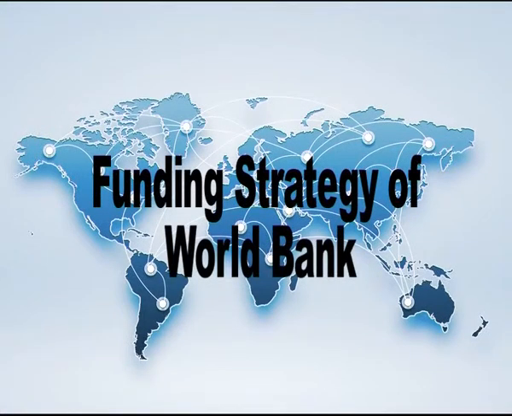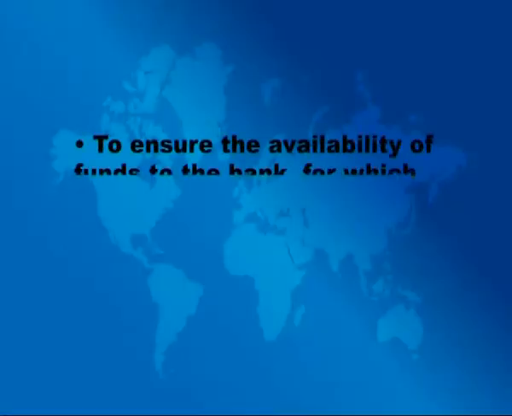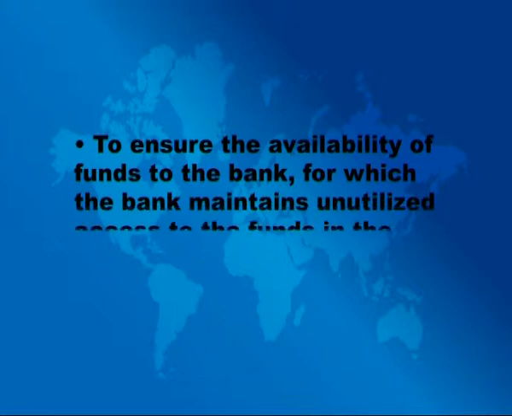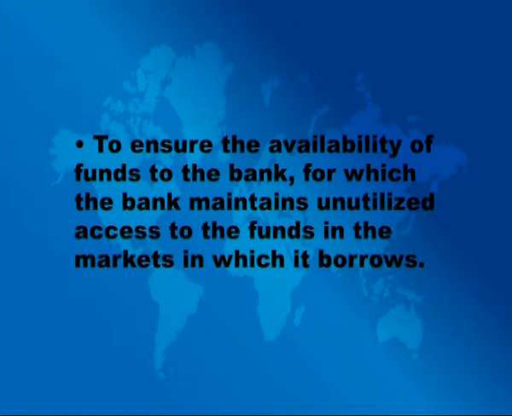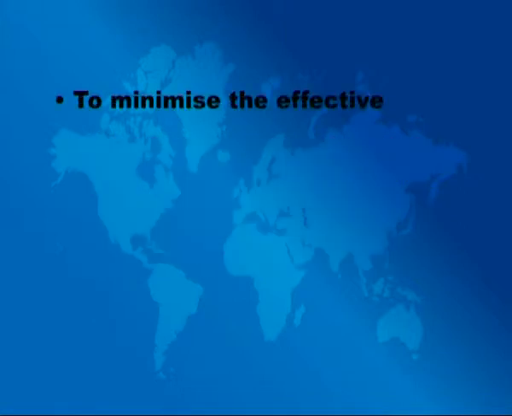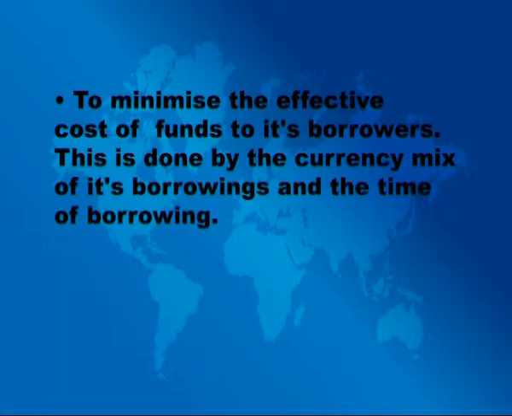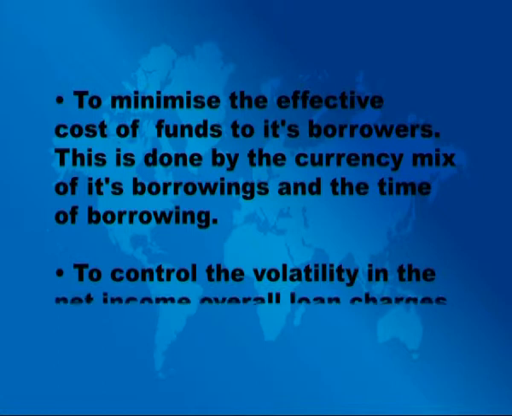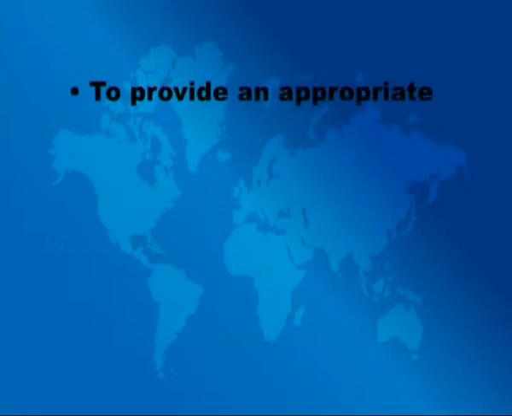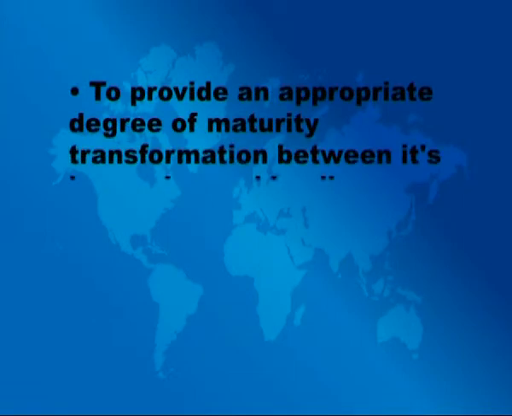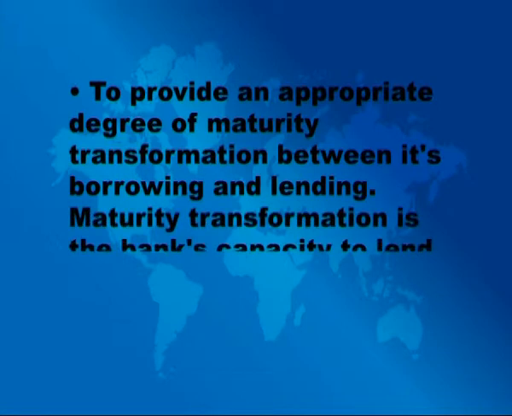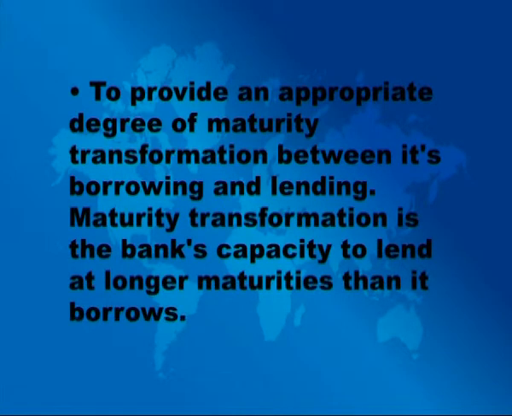The basic objectives behind the funding strategy of the World Bank are as follows: to ensure the availability of funds to the bank, for which the bank maintains unutilized access to the funds in the markets in which it borrows; to minimize the effective cost of funds to its borrowers, and this is done by the currency mix of its borrowings and the time of borrowing; to control the volatility in the net income and overall loan charges, and to provide an appropriate degree of maturity transformation between its borrowings and lendings. Maturity transformation is the bank's capacity to lend at longer maturity than it borrows.